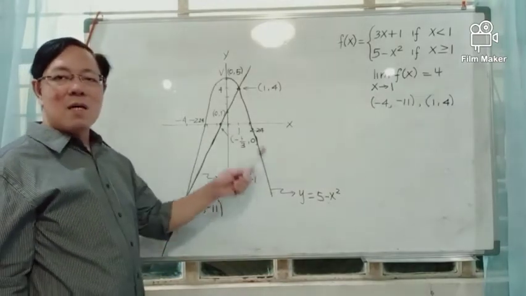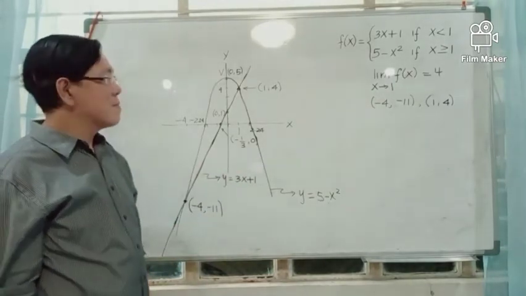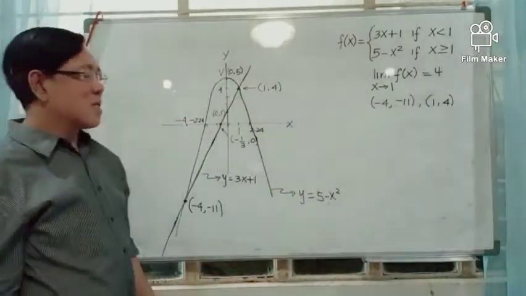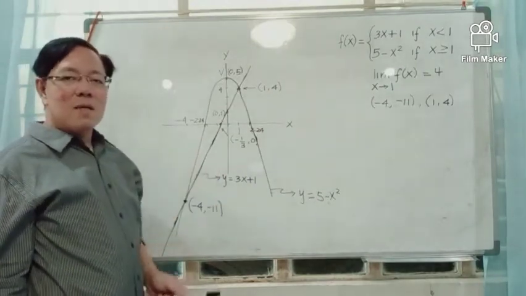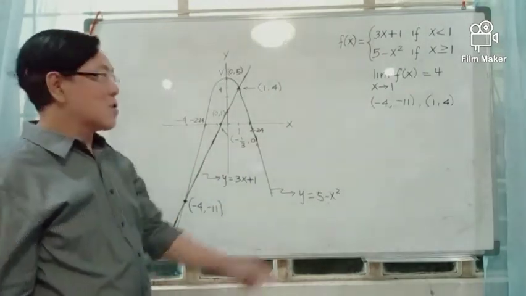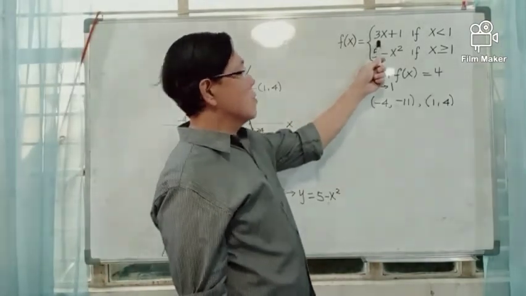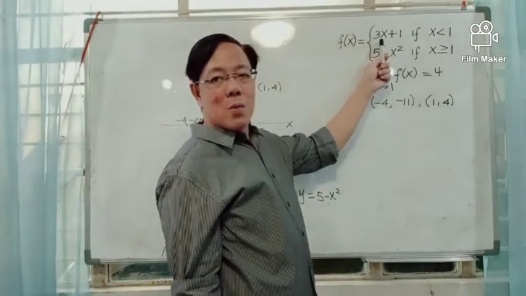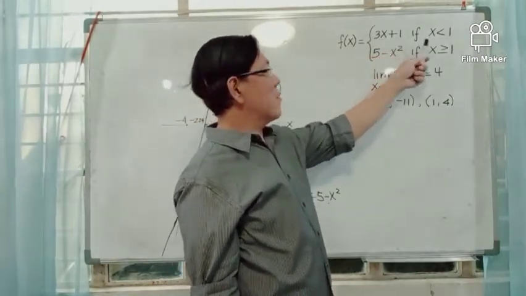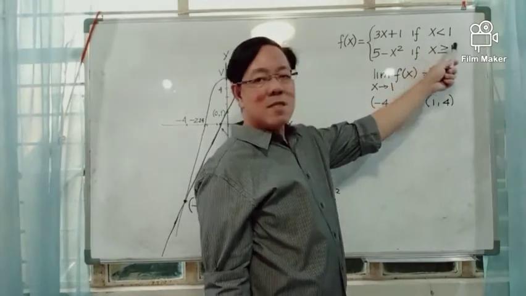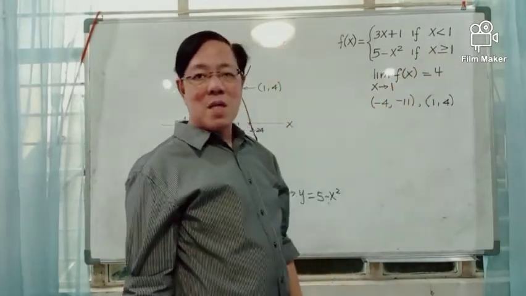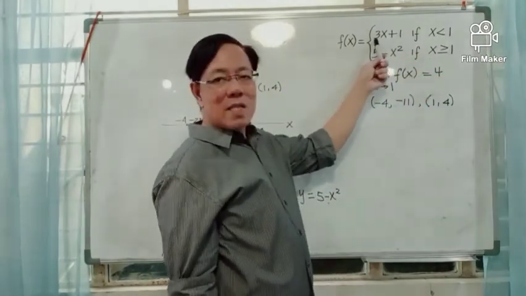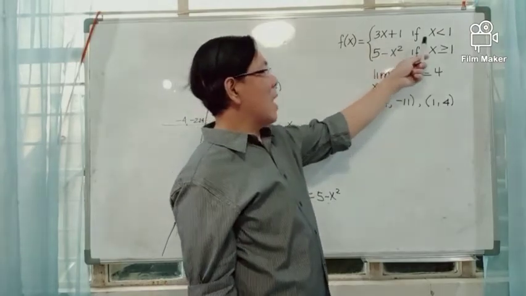Now, this is not the entire graph of the function f of x, which means that not all of these constitute the graph of the function f of x. For the graph of the function f of x, we only show the part of the line with the equation y equals 3x plus 1 for those values of x less than 1. And we remove the part of the line where the values of x are greater than or equal to 1. We are interested only in the part of the line where x is less than 1.